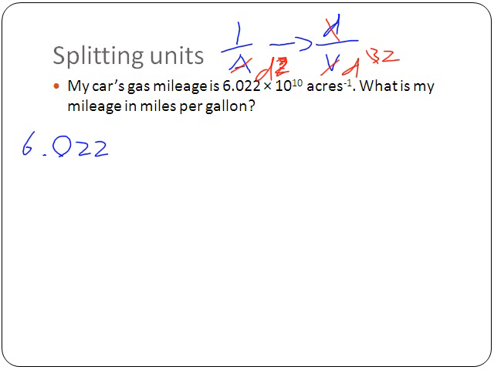That's the same as Avogadro's number as the coefficient here. No, it's not the same power. So it's not that my car has some sort of magical Avogadro gas mileage or something. It just turned out this way whenever I worked out the problem originally. So 6.022 times 10 to the 10th, inverse acres.